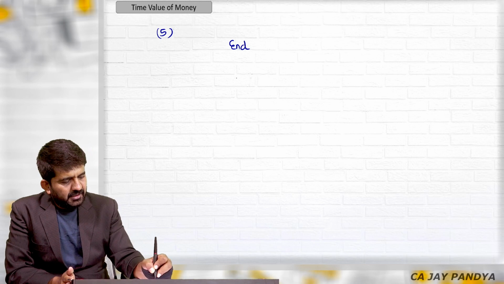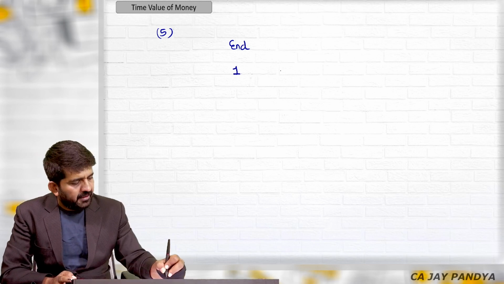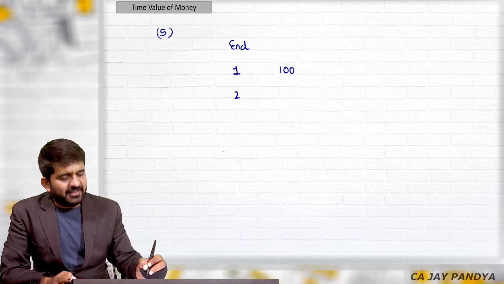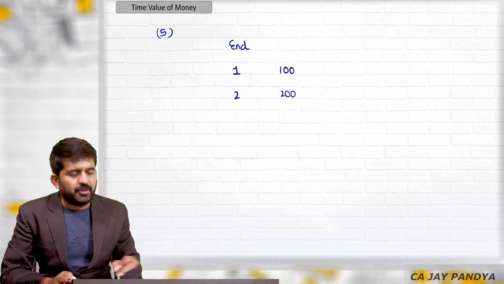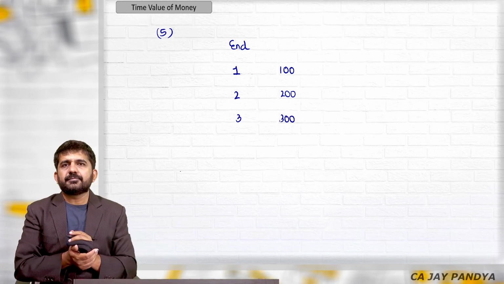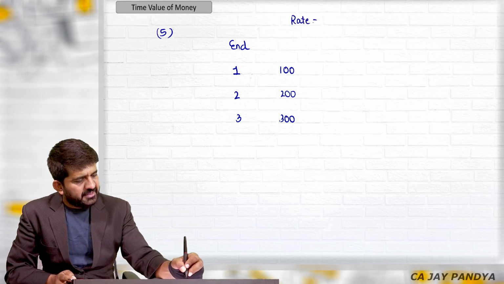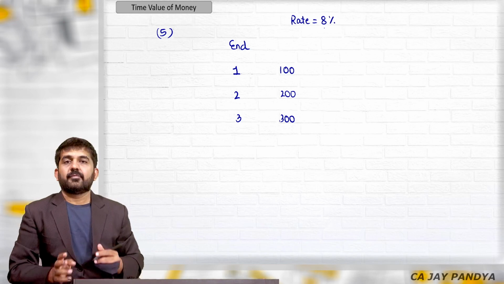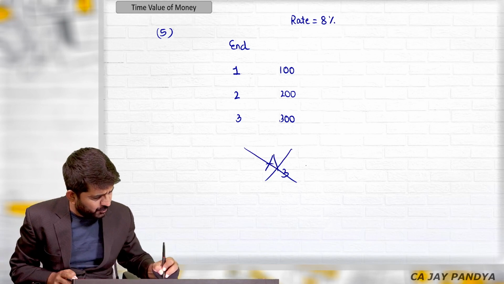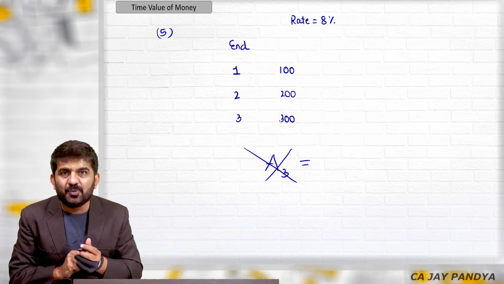Again, at the end of first year, I need to pay you 100 rupees. At the end of second year, I need to pay you 200 rupees. And at the end of third year, I need to pay you 300 rupees. The rate of interest is 8%. Please understand, I am not asking you this. Then this will be a question of future value.